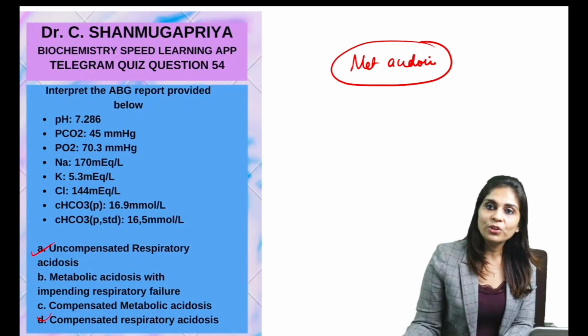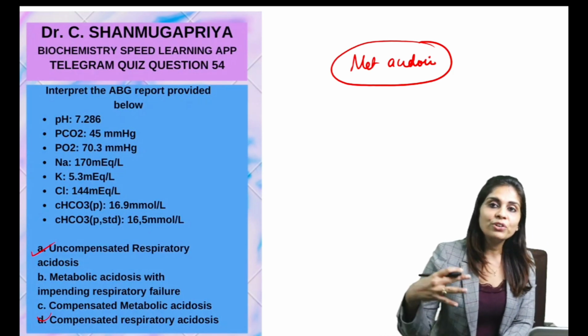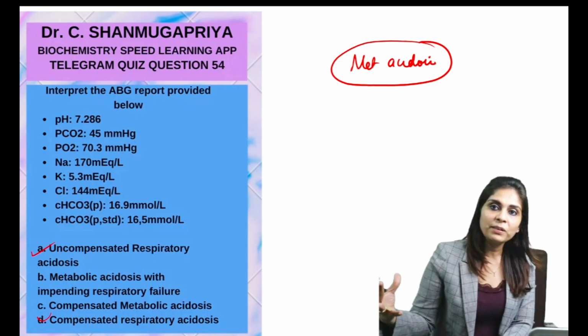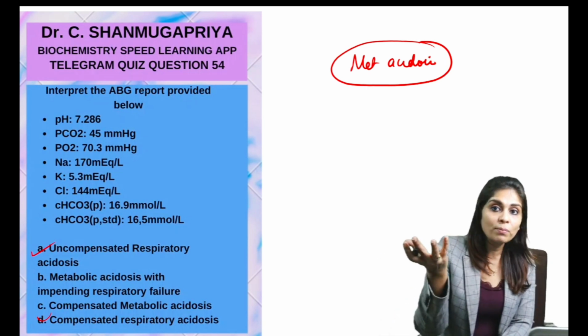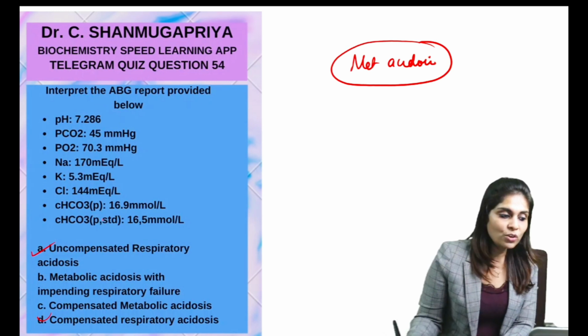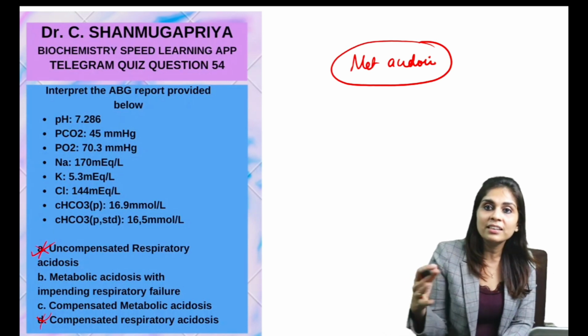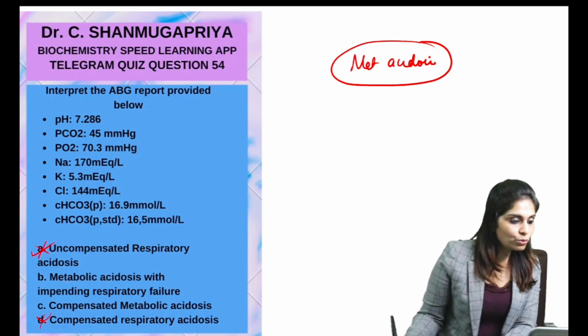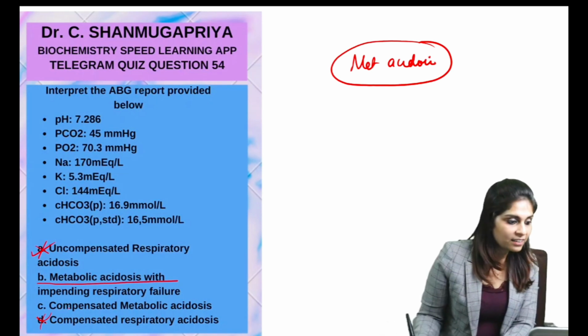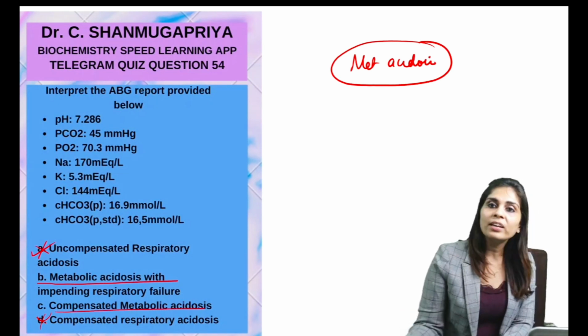No, I've already told you, if it's a respiratory defect, after you equilibrate with the normal PO2 and PCO2, the bicarbonate value should have normalized. That has not happened here. So it's not a respiratory condition. So I have excluded choice A and choice D straight away. Okay. And there are two other choices: metabolic acidosis with impending respiratory failure and compensated metabolic acidosis.